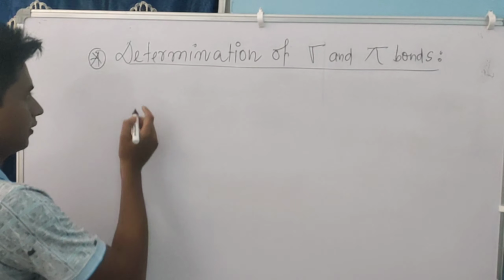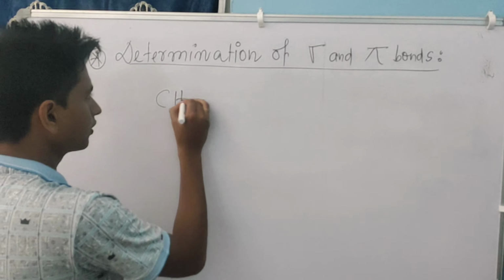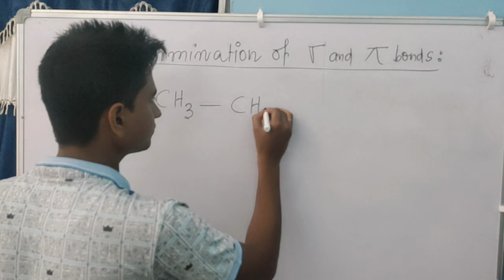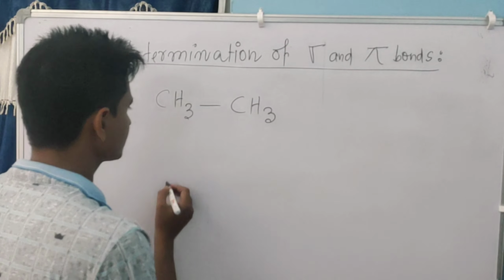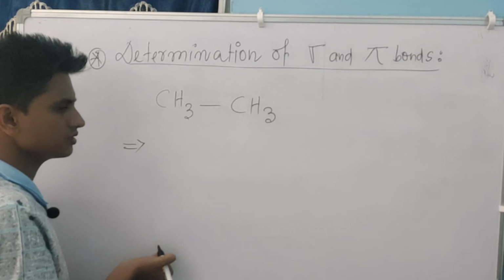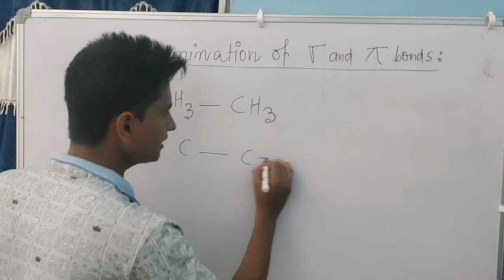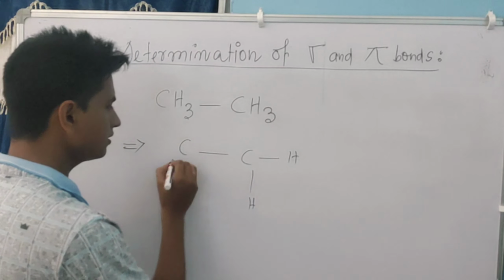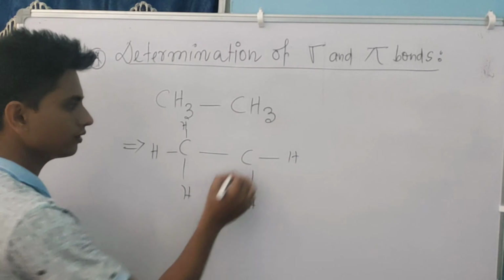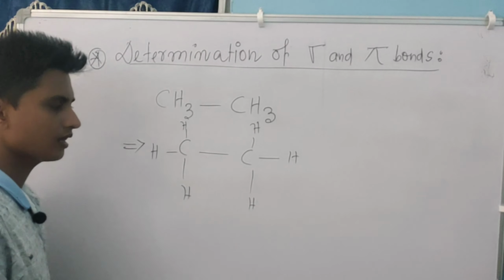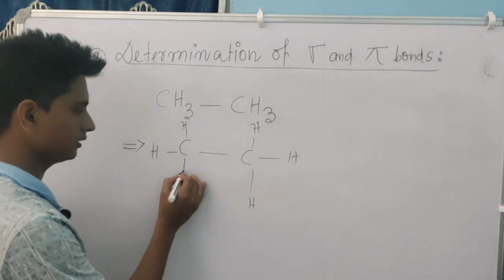Suppose this molecule, ethane molecule, we have to find out the number of sigma bonds from this. First we have to draw this. A complete structure should be drawn first, like this. Now find out the number of total CH bonds or single bonds. All the single bonds are considered as sigma bonds.